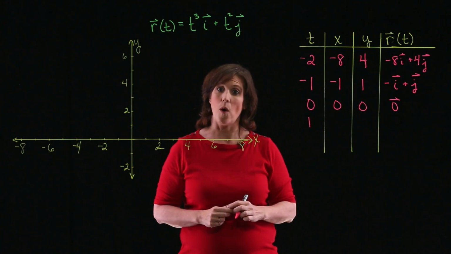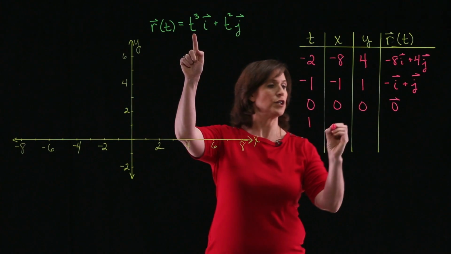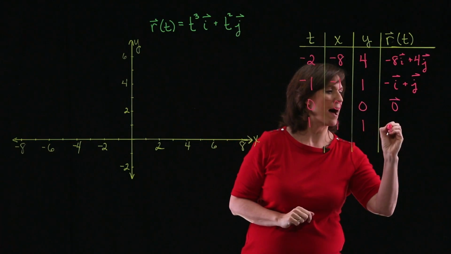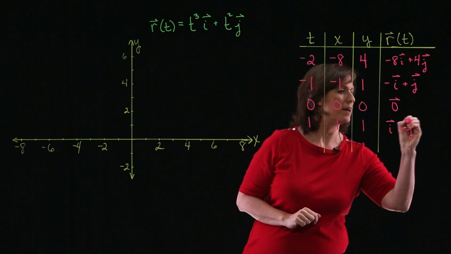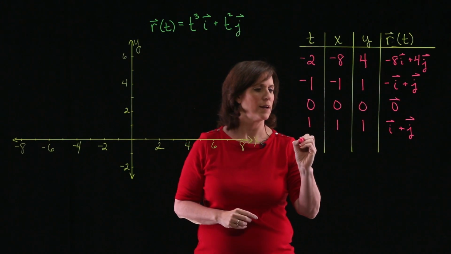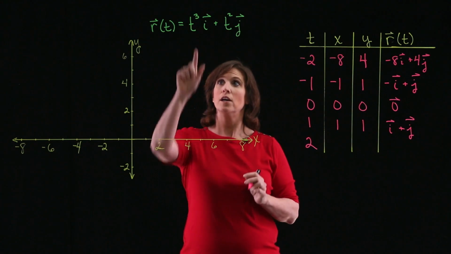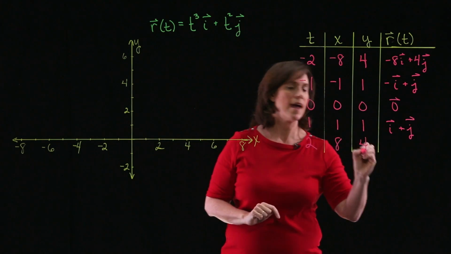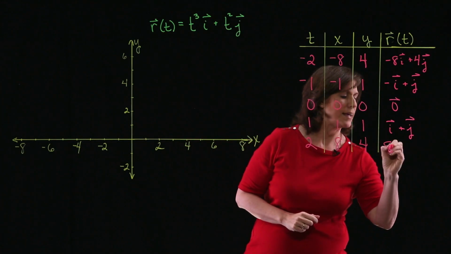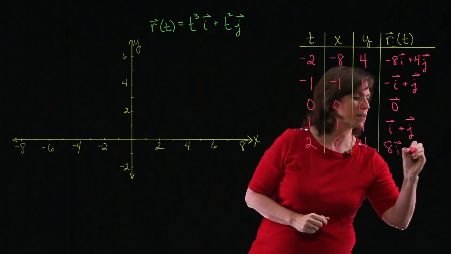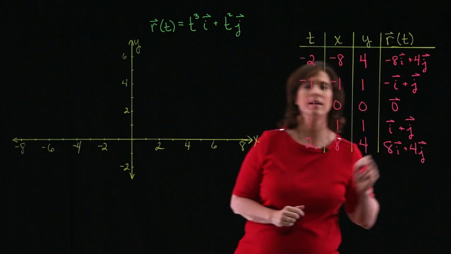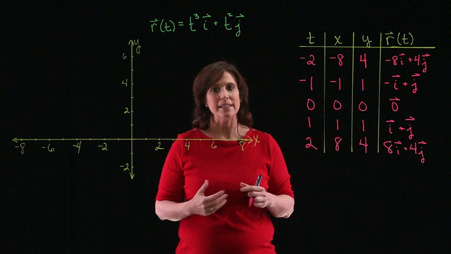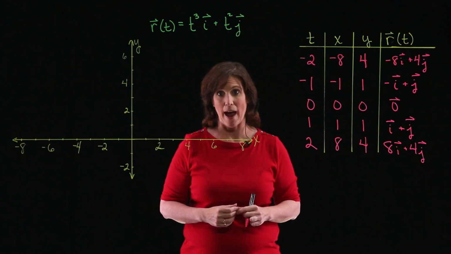Let's see what happens when t is 1. When t is 1, 1 cubed is 1, and 1 squared is 1, so the vector created is i plus j. We're going to do one more. Let's let t equal 2. 2 cubed is 8, 2 squared is 4, and the vector created is 8i plus 4j. Now, how many of these points should you try? That's really up to you. Get as many as you need to get an accurate picture of the graph.